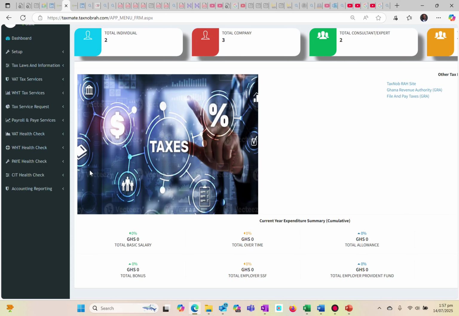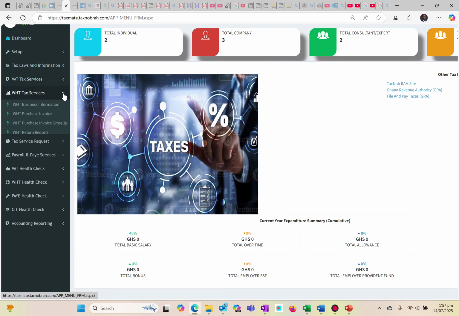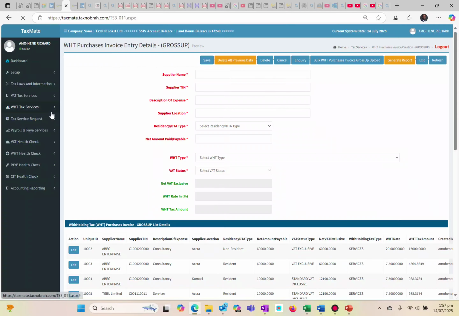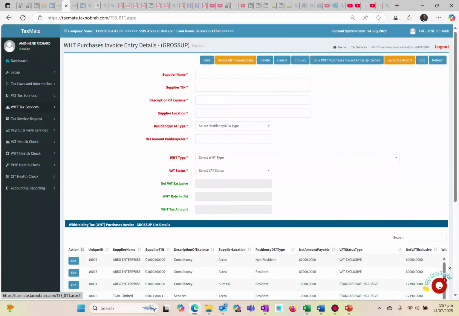So we go back to our VAT service, we come to withholding tax service, and we have what we are looking for over here, that is, withholding purchase invoice gross up. So we click that, and you are going to have it. So please, as we said, always when you start a new one, we are going to do a gross up. This is different from the regular normal one.